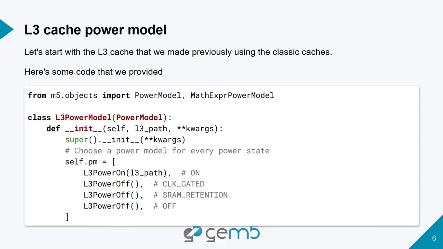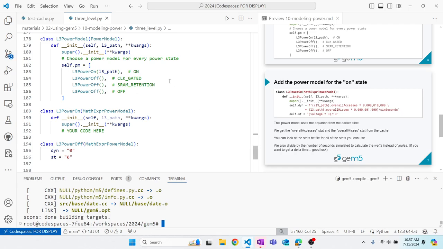OK, so let's look at our example here. We are going to start with the same three-level cache that we developed yesterday when I was talking to you all. If you're in the 02 Gem5 10 modeling power, three-level.py, this will look very similar to what we saw before, except I've added a little bit more code.